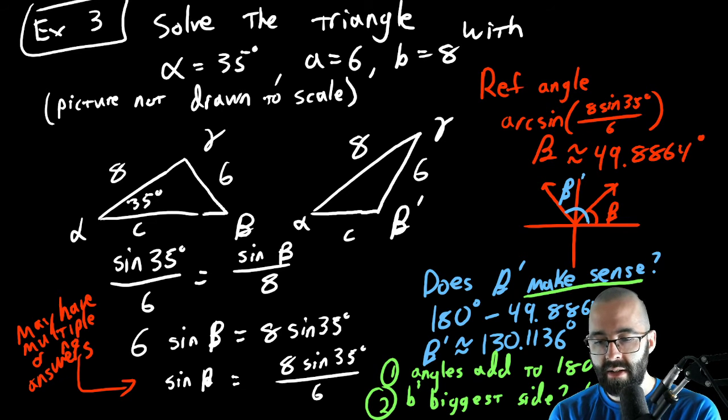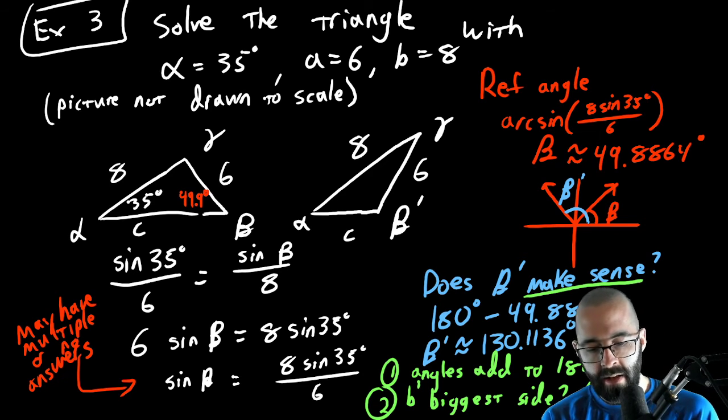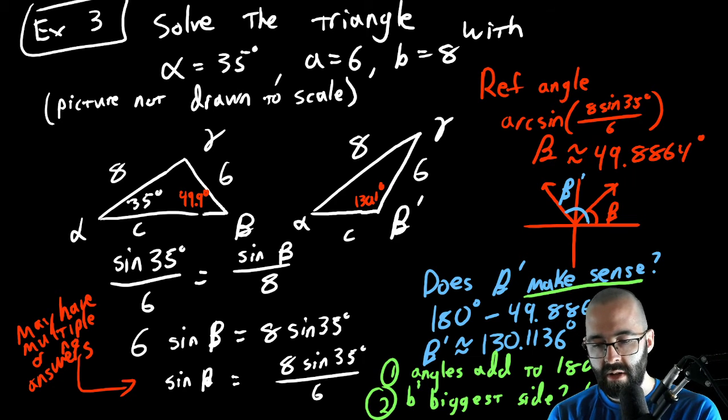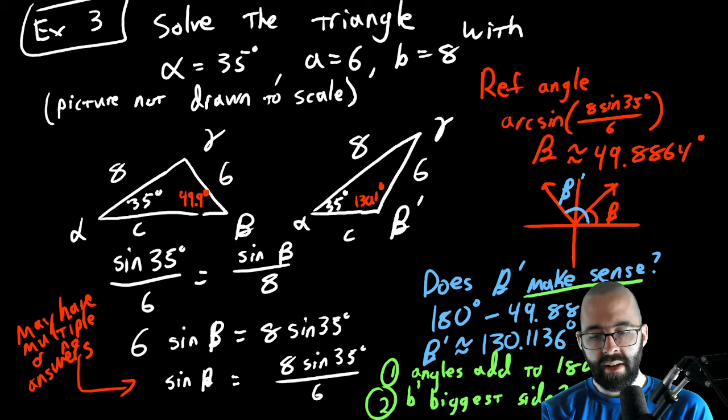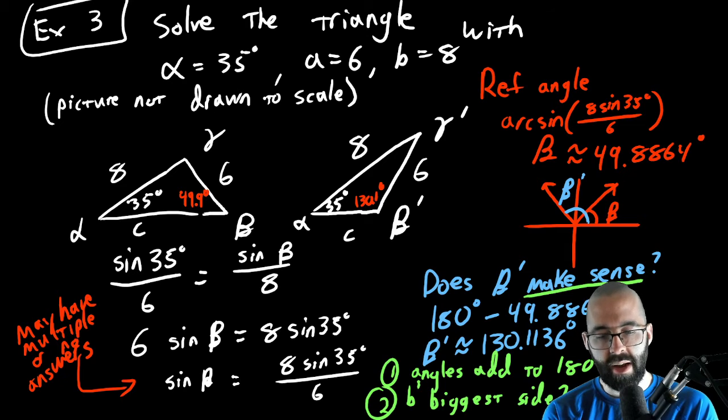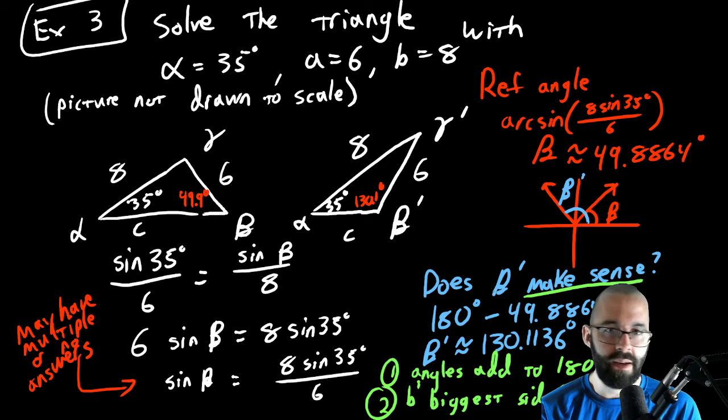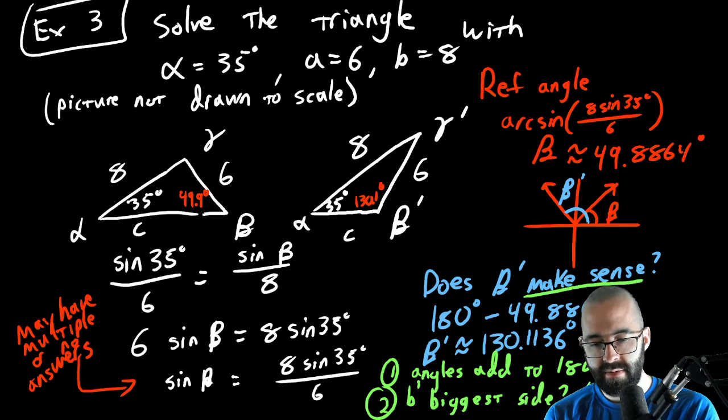Okay, so beta is about 49.9 degrees. Beta prime is 130.1 degrees. Fill in these triangles. This is still 35 degrees. And as soon as we find beta and beta prime, now we can find gamma and gamma prime. Oh, sorry, this should be a prime right here because it's not the same as gamma. So we use a calculator.